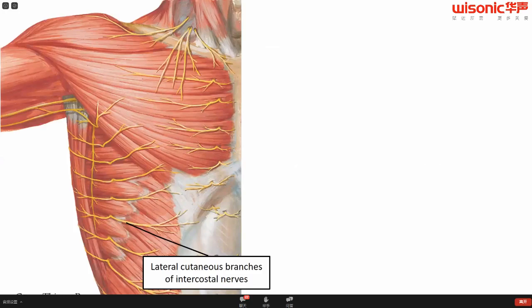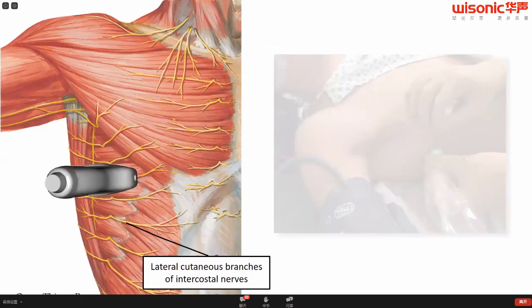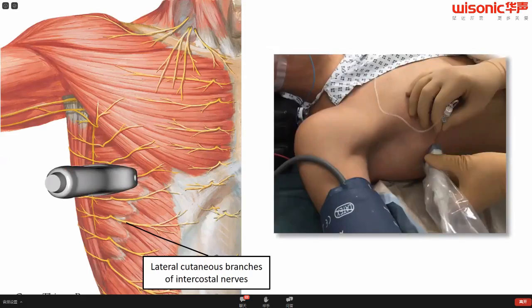Here, the relevant anatomy. The probe can be placed in the longitudinal position in the mid-axillary line at the level of the fifth rib, or, what I prefer, in the transverse position in the mid-axillary line. With this position, it's easy to identify the origin of the latissimus dorsi when you move the probe posteriorly.